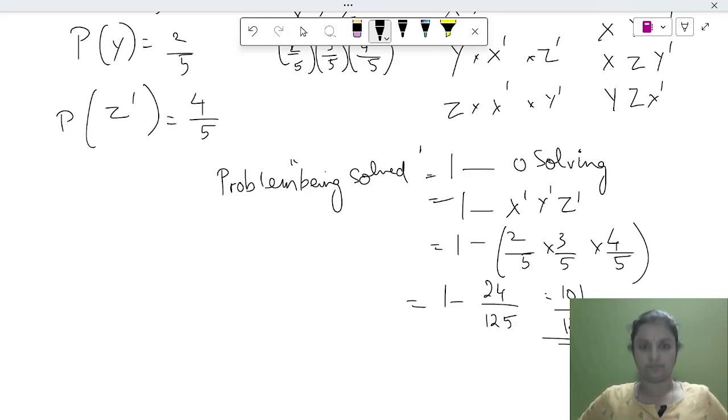Problem being solved, there you have written 1 minus 0 solving? Please explain from there. Okay, 1 minus 0 solving means, see here problem being solved means they have not mentioned who has to solve, how many have to solve. So if one person solves, it is solved; if two people solve, it is solved; if 3 people solve, it is solved. Which means instead of writing the 1, 2, 3 and all scenarios, I can do the reverse: 1 minus not solving. Since it is not mentioned specifically who solved, we take it this way.